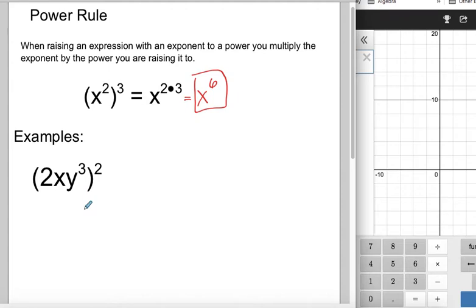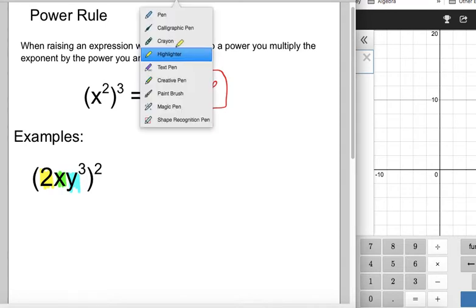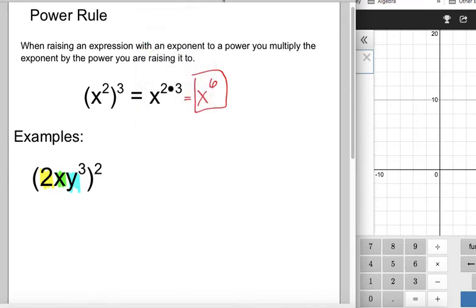On this one, there's more going on. There are more pieces. Every single piece inside of this parenthesis set is going to get that power of 2. Our coefficient is even going to get that power of 2. So here are the pieces that we have inside of the parentheses here. We have the 2 and the x and the y, and each of those is going to get that power of 2 applied to it. So the power of 2 is going to go to the 2, the power of 2 is going to go to the x, and the power of 2 is going to go to this y cubed.